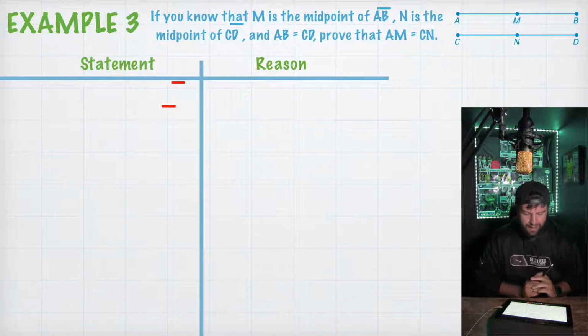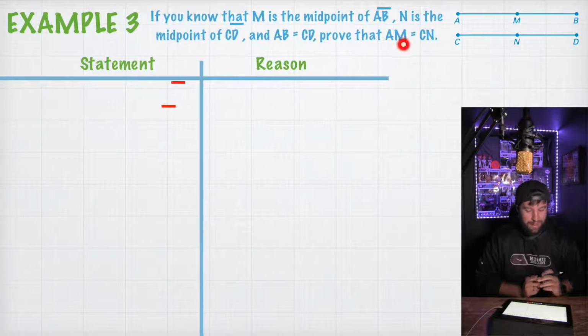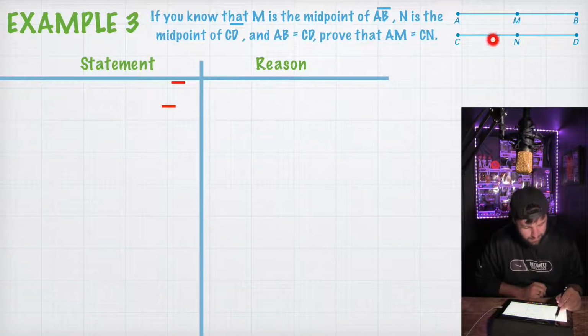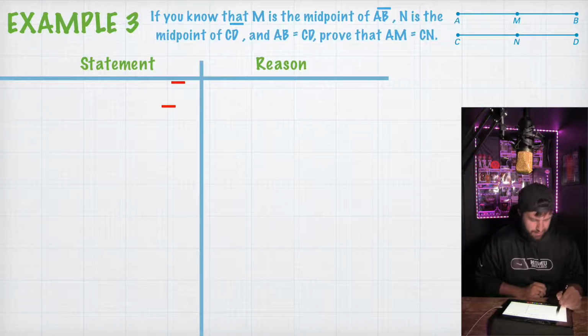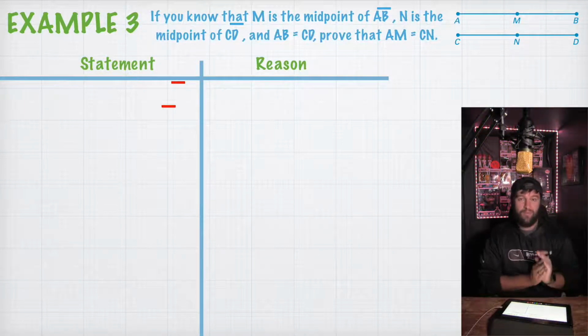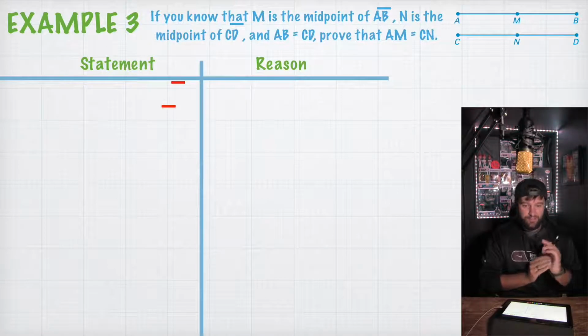If you know that M is the midpoint of segment AB, N is the midpoint of segment CD, and AB equals CD, prove that AM is congruent to CN. Okay, so we're ultimately trying to prove that this little section is congruent to this little section. The first thing we're going to do is write our givens down. Okay, so there are 3 givens.